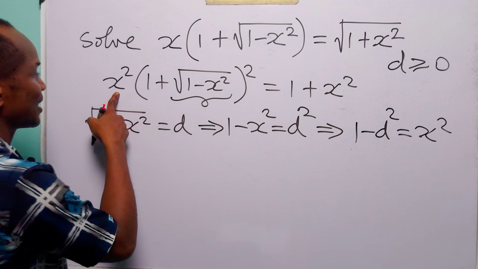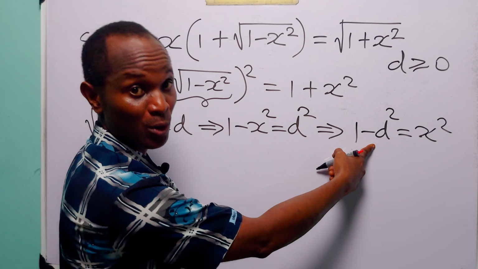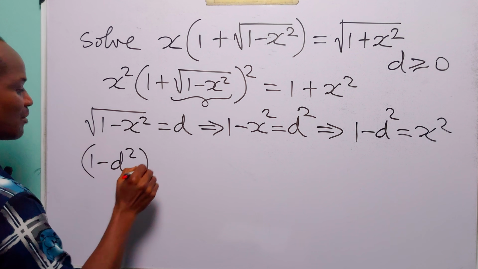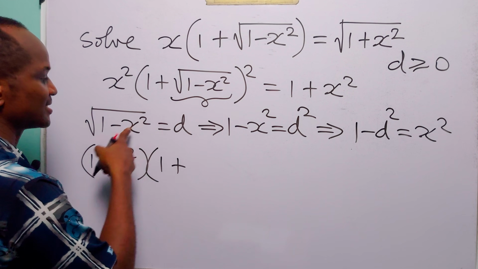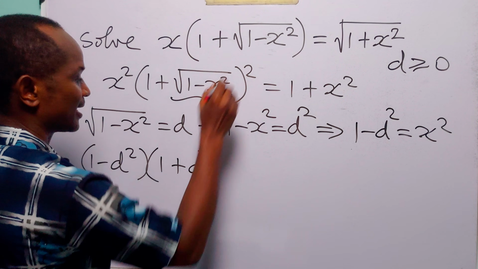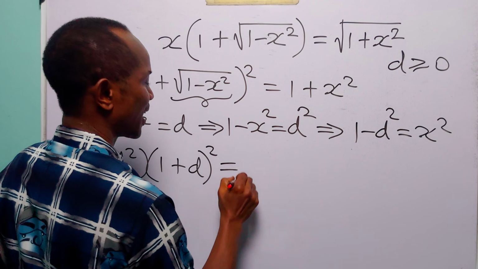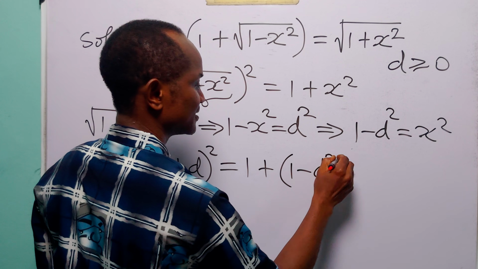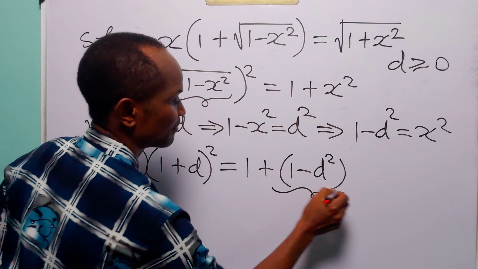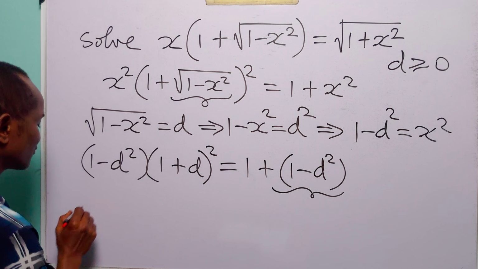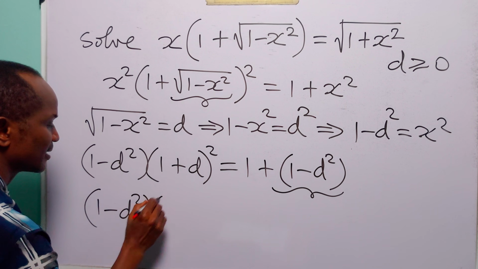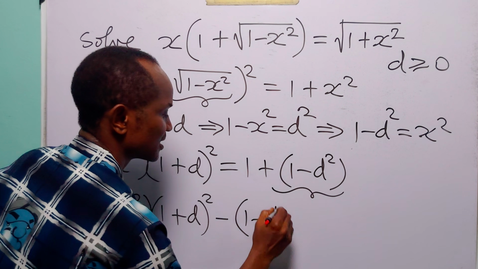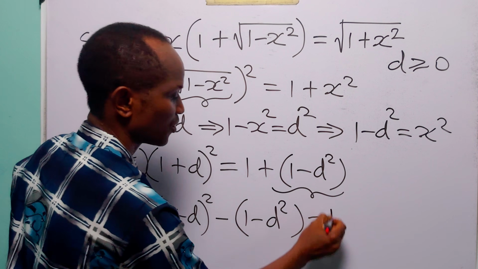Now, the next thing we are going to do is rewrite this equation in terms of d. Here we have x squared, and x squared is equal to 1 minus d squared. So we have (1 minus d squared) multiplied by (1 plus d) squared, and this is equal to 1 plus, once more, x squared, which is equal to 1 minus d squared. Now, let us move this term over to the left-hand side. When we do that, we have (1 minus d squared) times (1 plus d) squared minus (1 minus d squared), and this is equal to 1.